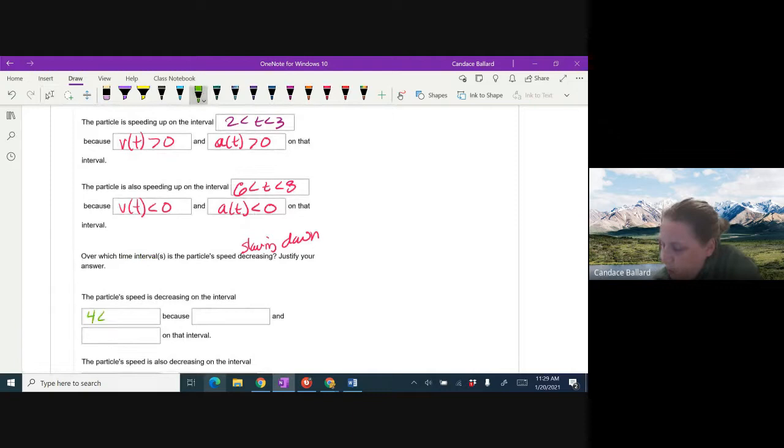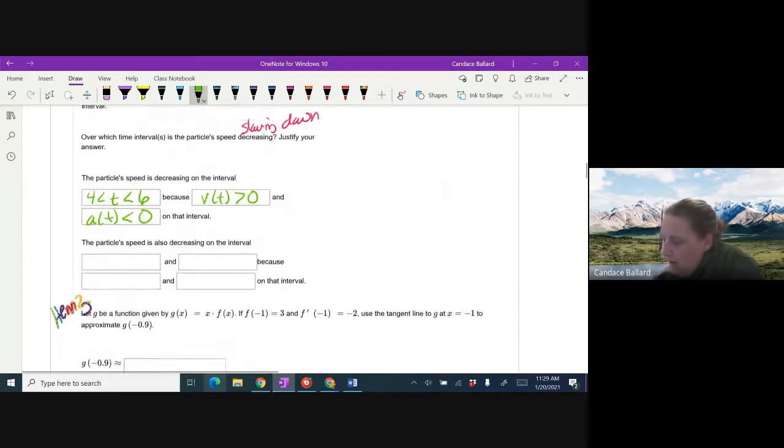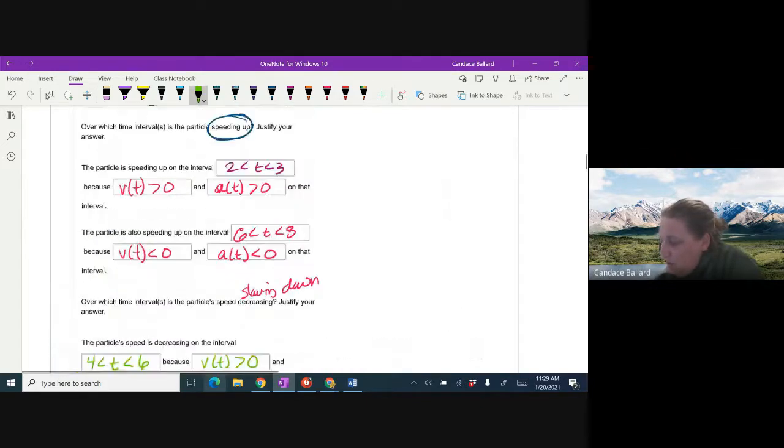So between 4 and 6, because the velocity is greater than 0 and the acceleration is less than 0. And again, on the review for it to auto grade, it had to be in that order. On the test, if you mixed up the order of where the velocity and acceleration are, I would probably hand grade that and go back and give you the points. Okay. All right.